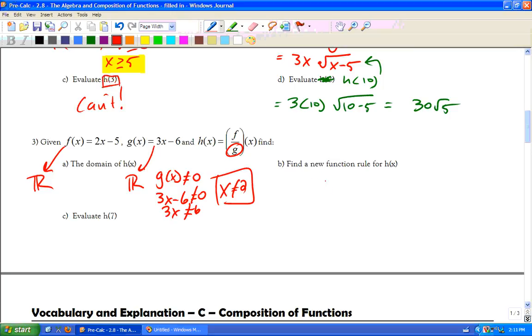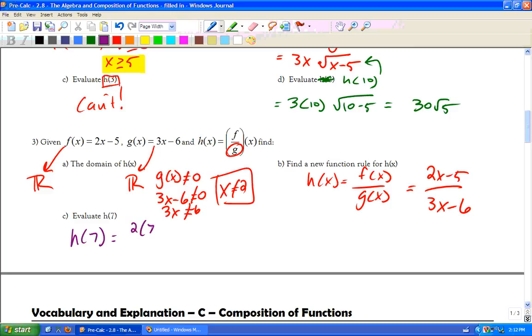Finding a new function rule, h of x equals f of x over g of x, which will equal 2x minus 5 all over the quantity 3x minus 6. To evaluate h of 7, we'll put it under our new function rule, 2 times 7 minus 5 over 3 times 7 minus 6. That's 14 minus 5 over 21 minus 6. That's 9 over 21 minus 6, which is 15, which simplifies to 3/5.